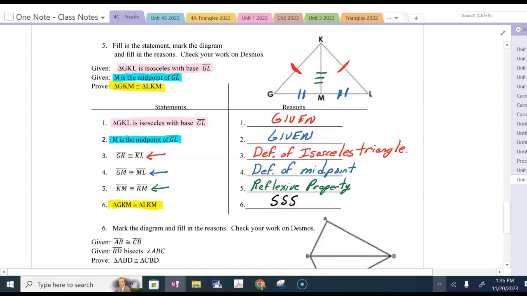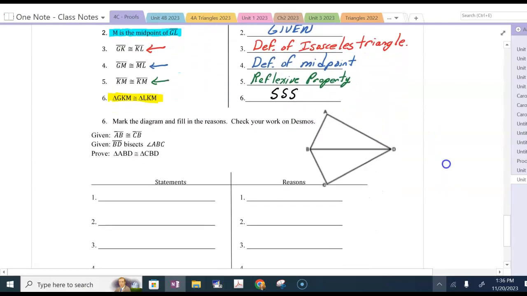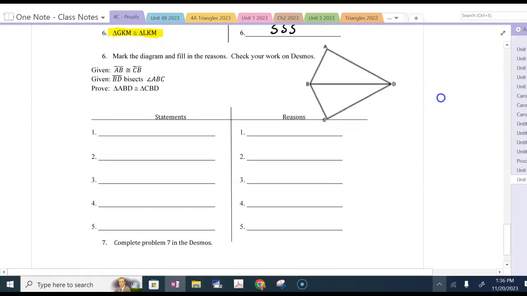So in problems 1 to 5, I gave you the statements. Now in problem number 6, this is what the test will look like, where you're going to have to fill in the statements and the reasons. And we always start with the givens. So the first thing we discussed in class was AB is congruent to CB, that is given. And I'm going to mark those with red tick marks.